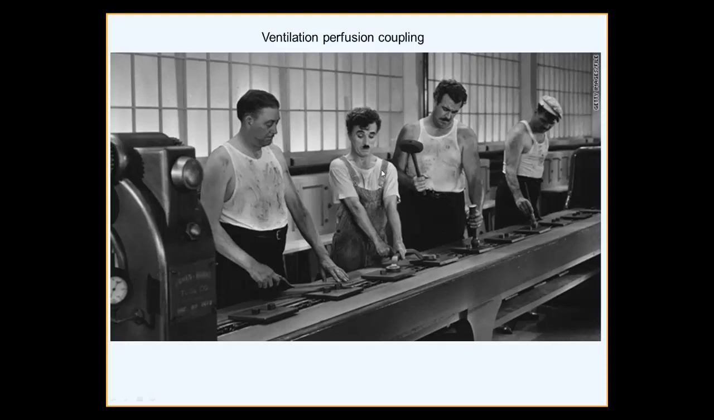So what I'm trying to tell you here is that the speed at which the blood flows through the capillaries needs to be appropriate to the force applied here by Charlie Chaplin, but in the lung it will be appropriate to the amount of air and the exchange of gases that exist at that particular area. So why do we have that?